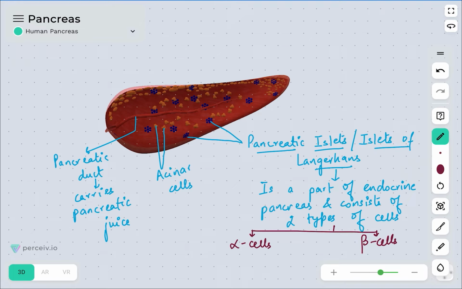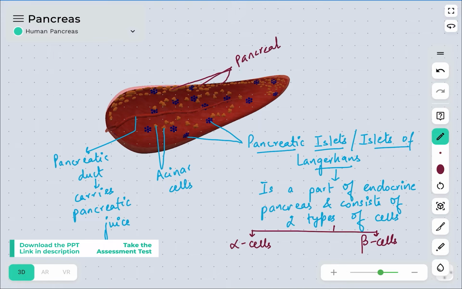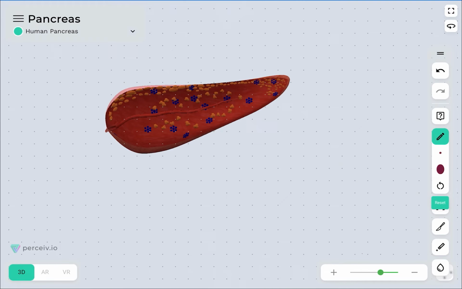We have basically seen the entire labelings, and yes, one thing more that we can label is that these structures which you can see over here can be considered to be the pancreatic lobules that make up the pancreas. So these are pancreatic lobules which are present on the entire surface of the pancreas. Alright, so we'll now see about the functioning of the alpha and the beta cells.